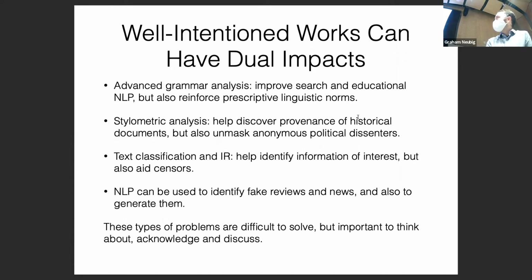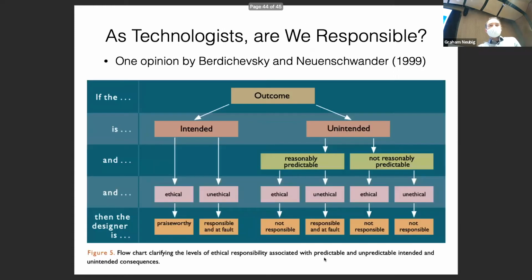Stylometric analysis can help discover provenance of historical documents, but also unmask anonymous political dissent. Text classification can identify information of interest, but also aid censors. So these are just some examples of how the stuff that we create is maybe doing the things that we want it to be doing, but also potentially having negative impact.